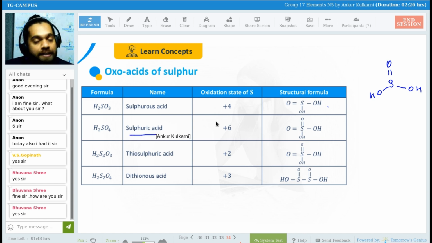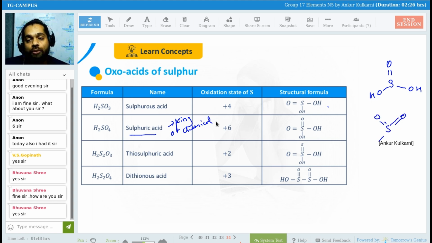Similarly, we have sulfuric acid. Sulfuric acid is called the king of chemicals, not only acids. Write it down: sulfuric acid is called the king of chemicals. The H2SO4 structure is like this: S, double bond O, double bond O, OH, OH. That is our H2SO4.